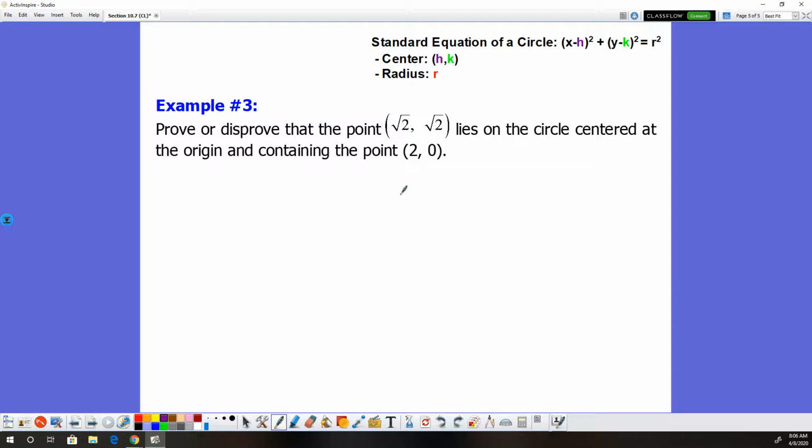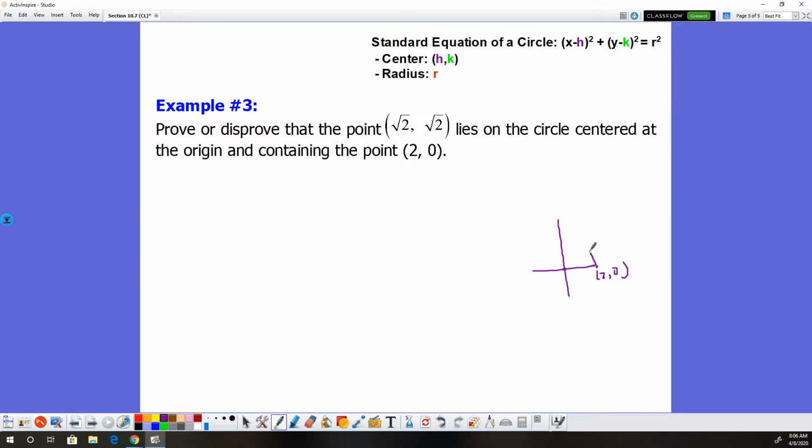All right, one more example. So, prove or disprove that the point (√2, √2) lies on the circle centered at the origin and contains the point (2, 0). All right, well, let's think of this. For now, let's not worry about the prove or disprove part. Let's just worry about finding the equation of a circle. We know it's centered at the origin, and we know it contains the point (2, 0).